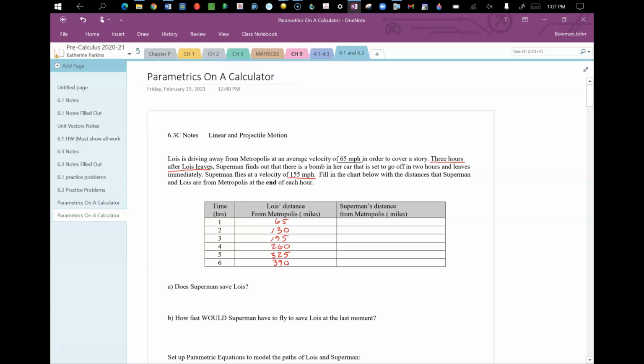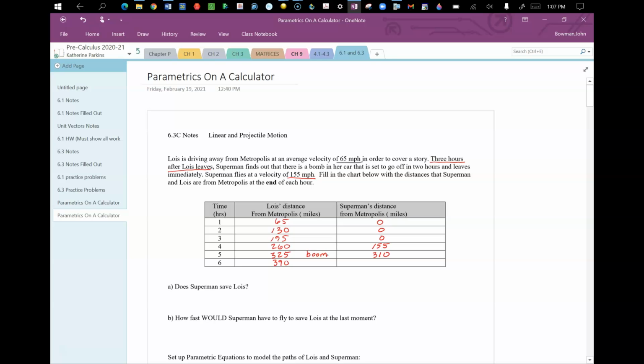Superman does not find out for 2 hours that there's a bomb on board Lois's car. So for the first 2 hours, he's just sitting there in Metropolis. Actually, for the first 3 hours. He then finds out 2 hours from then the bomb is going to go off. So he takes off at 155 miles per hour. So at the end of hour 4, he is 155 miles away from Metropolis. And at the end of hour 5, when the bomb is set to go off, he is 310 miles away from Metropolis. Bomb goes off.